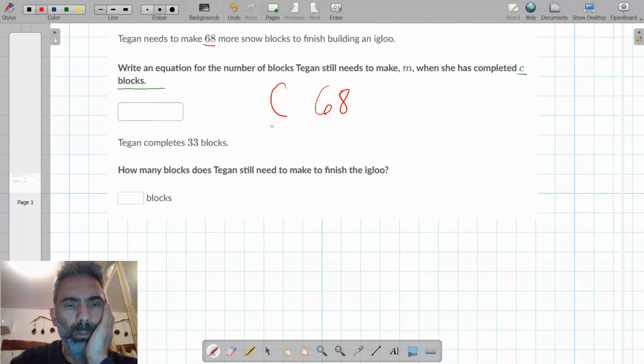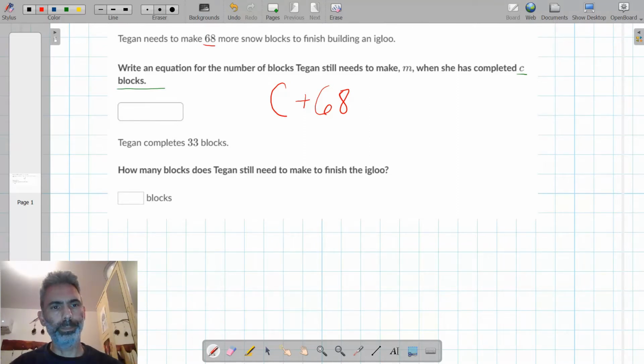So C is the number of blocks she has completed, plus 68 is the total number of blocks in the igloo, but M equals 64. I don't understand. Let's see.